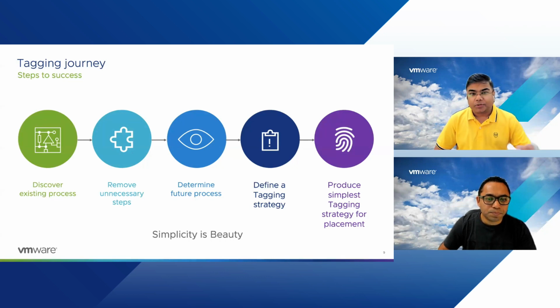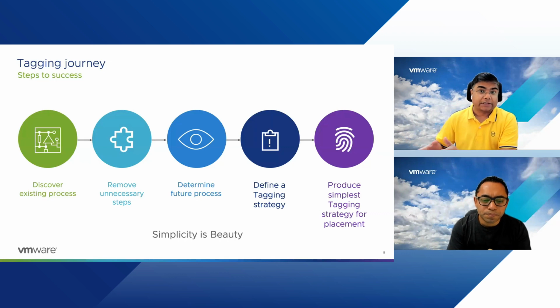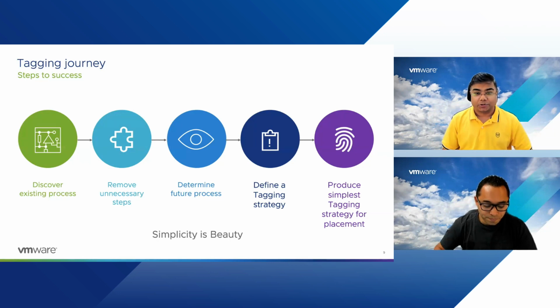And then in that process, remove unnecessary steps. That's the second step. Third is determine the future process, where you want to go to, what the future looks like. And based on that, define a tagging strategy. And then while defining, produce the simplest tagging strategy for placement. Remember, simplicity is beauty in anything that you do. The more simple it is, the more beautiful it is. Yeah, keep it simple, right? That's the age-old philosophy. Yes, that applies today to everything.